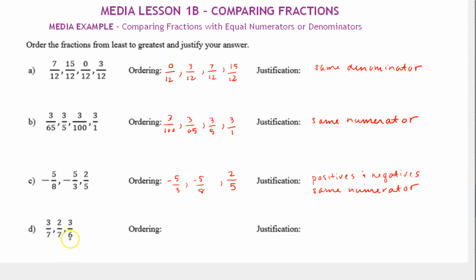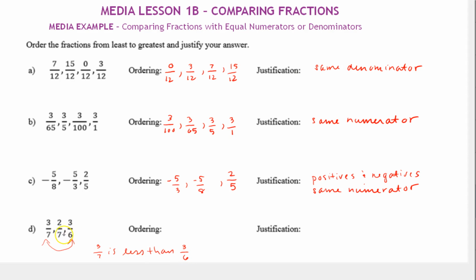Well, all of these are positive. They don't all have the same numerator, and they don't all have the same denominator. But this pair has the same denominators, and this pair has the same numerators. Okay, so let's see what we can do. So I'll start with the pair that have the same numerators. I know that 3/7 is less than 3/6, okay, because sevenths are smaller pieces. Okay, so in my ordering, 3/7 is going to come before 3/6.